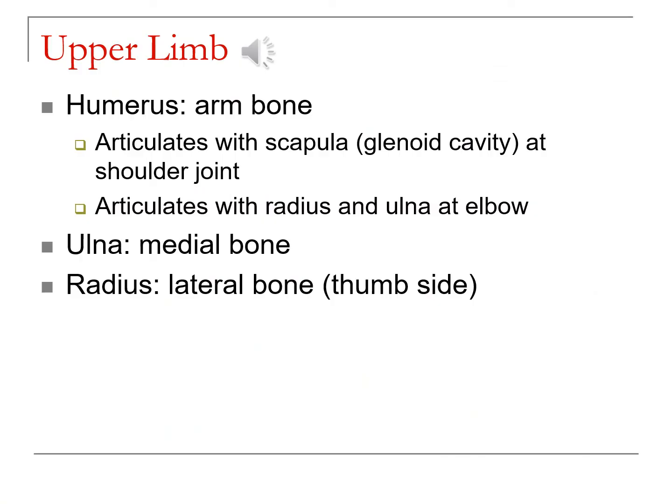Now we're ready for the upper limb or the upper extremity. The humerus is your arm bone. It articulates with the scapula through the glenoid cavity at the shoulder joint, and it articulates with the radius and ulna at the elbow. The ulna is the medial bone while your radius is the lateral bone, the thumb side, because in a normal anatomical position the thumbs will be pointing laterally. Your radius is the lateral bone and your ulna is the medial bone of the forearm.